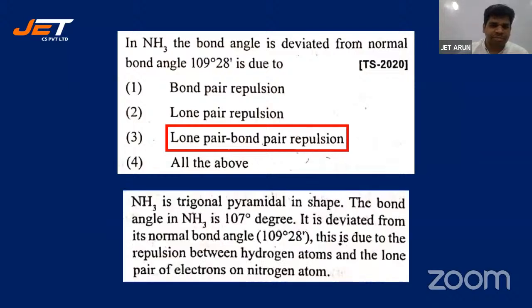Here, NH3 is trigonal pyramidal in shape. The bond angle in NH3 is approximately 107 degrees. It is deviated from its normal bond angle 109 degrees 28 minutes. This is due to the repulsion between hydrogen atoms and the lone pair of electrons on the nitrogen atom. All right. So the deviation is because of lone pair and bond pair repulsion. Let's go for the next question.